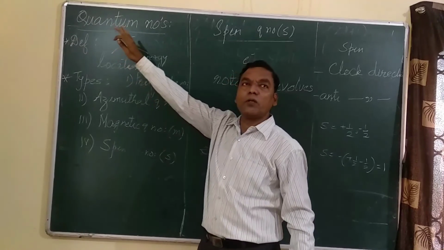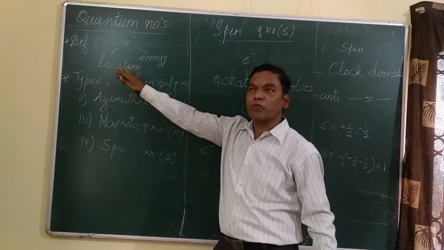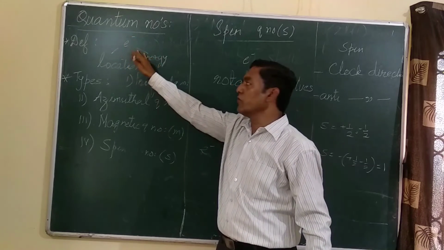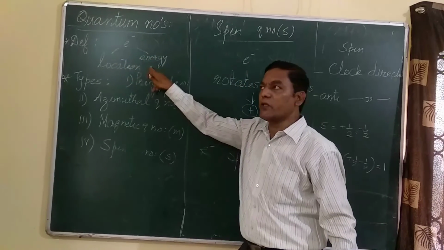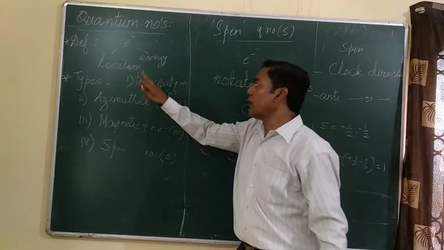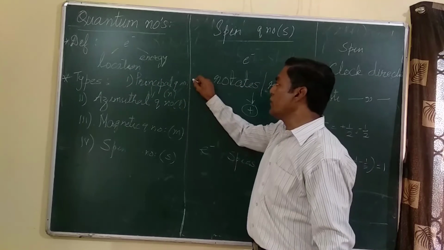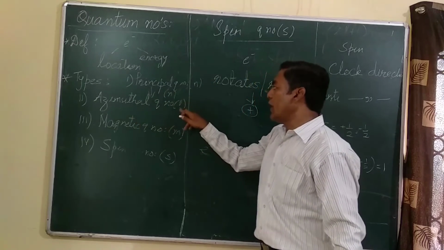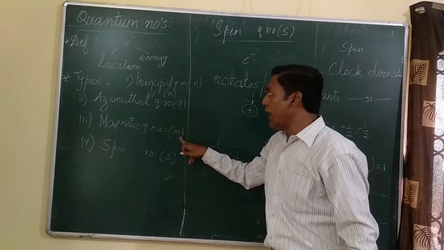Here when we are talking about the quantum numbers, we have seen the definition of it, that these quantum numbers are the identification numbers and how they give the location and energy of an electron. Then we have seen the types of them. In the types we have seen the first type is the principal quantum number, that is represented by the letter n. The second quantum number is represented by the letter l. The third quantum number by m.